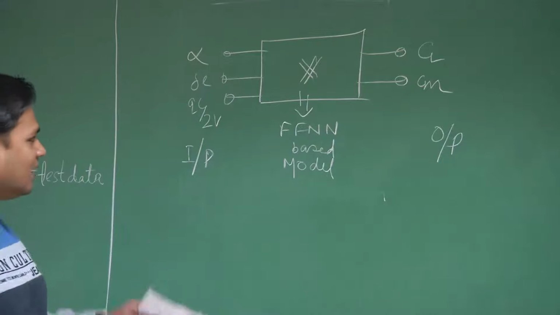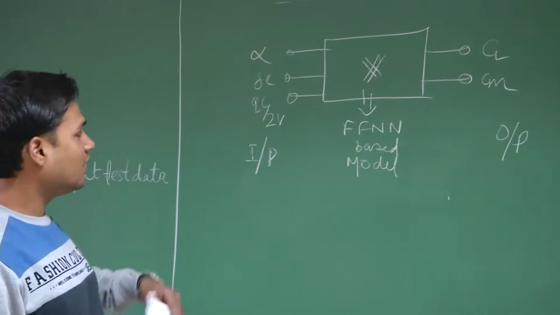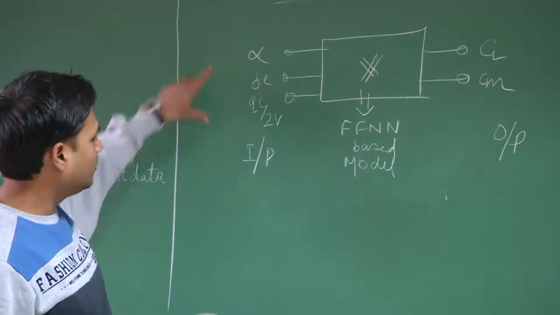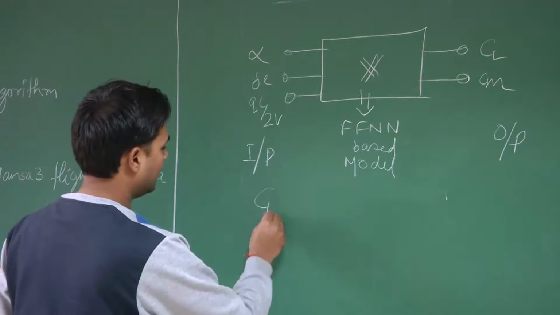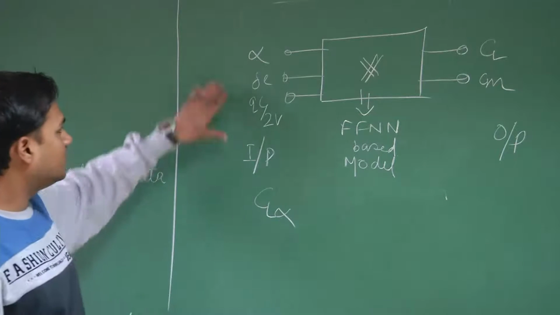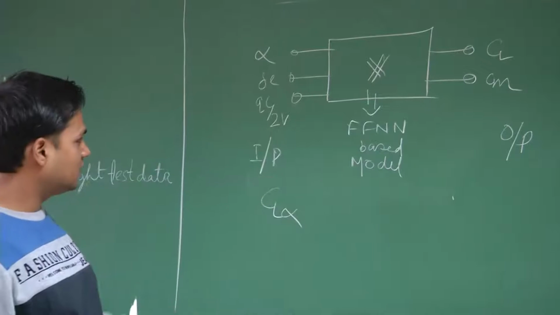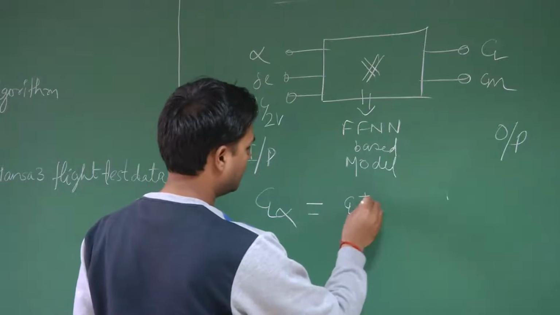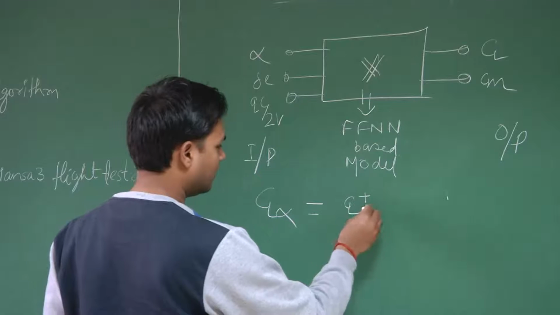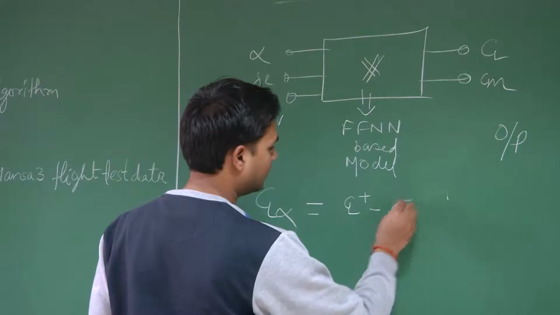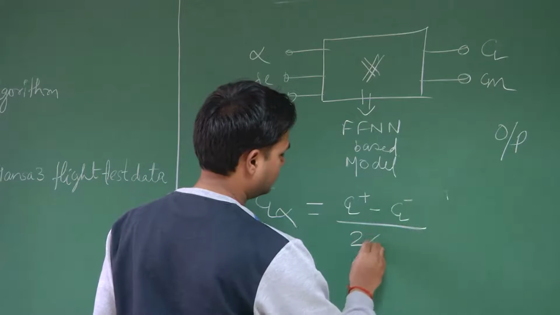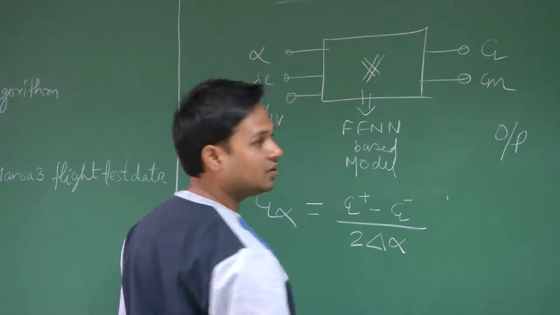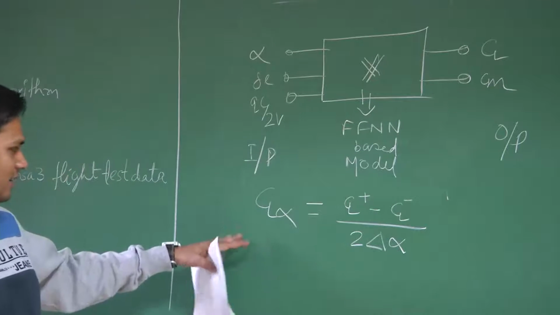So for the delta method, what it suggests is that you now start perturbing the input. Suppose I want to find CL alpha, then you perturb alpha in both the directions. Corresponding to that, you will see the responses in CL. Suppose for positive perturbation it is CL plus, and for negative perturbation it is CL minus. Then divide by twice the perturbation, since it is in both the directions. So you will get CL alpha like this.